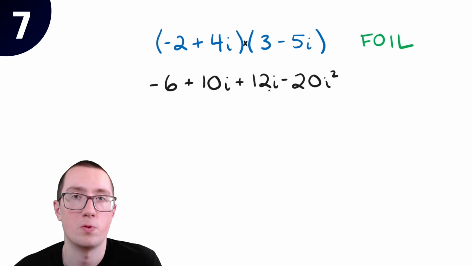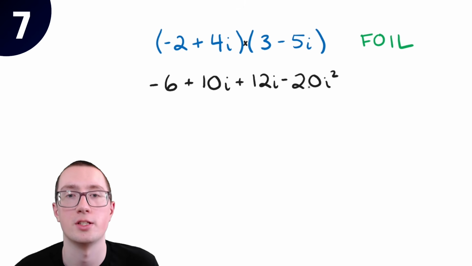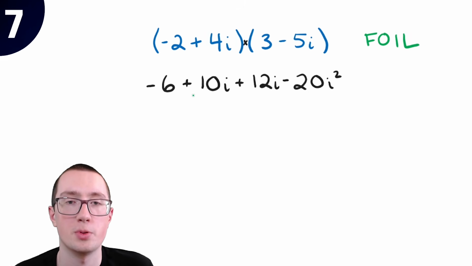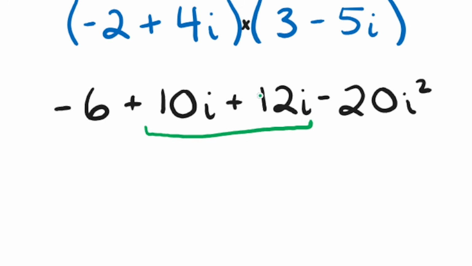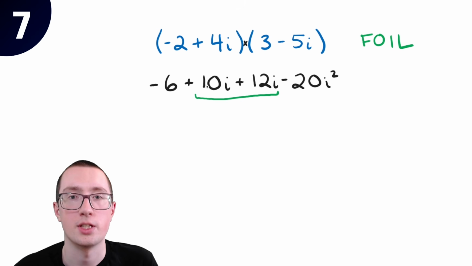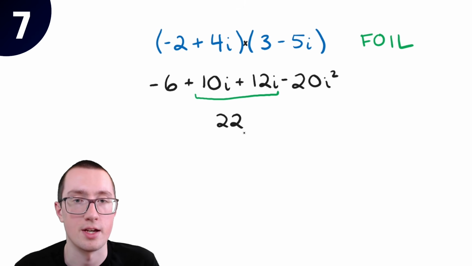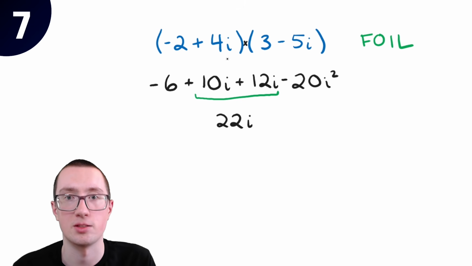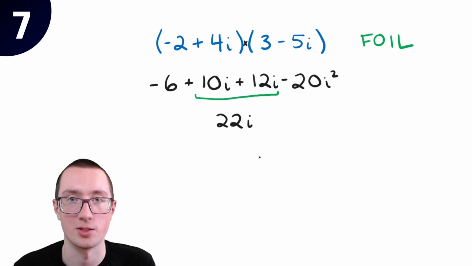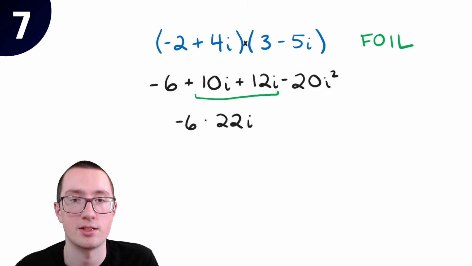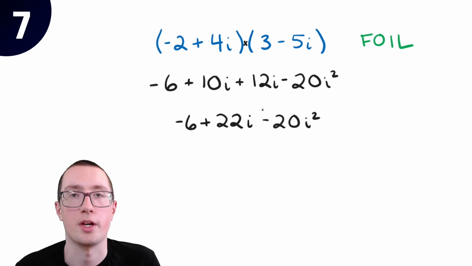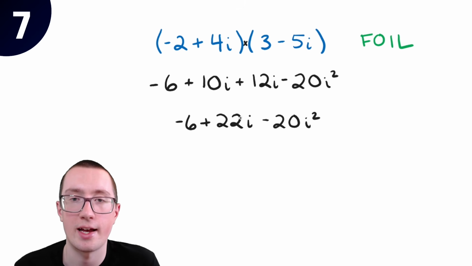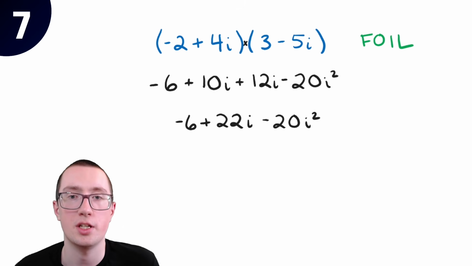Now that we've done the steps of FOIL, we basically just need to simplify this as much as we can. I'm noticing that right here we have two different parts with an i on them, and that means we can combine them. They're like terms. So 10i plus 12i: 10 plus 12 is 22, and the i stays, because we have 10 i's, we're adding 12 i's, so we have 22 i's in total. And we haven't touched the -6, and we haven't touched the -20i squared, so those are going to stay the same. Okay, we don't have any more like terms, right? We can't add an i and an i squared, so it looks like we're done.